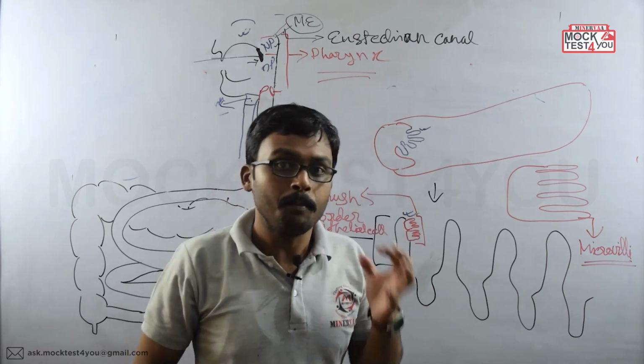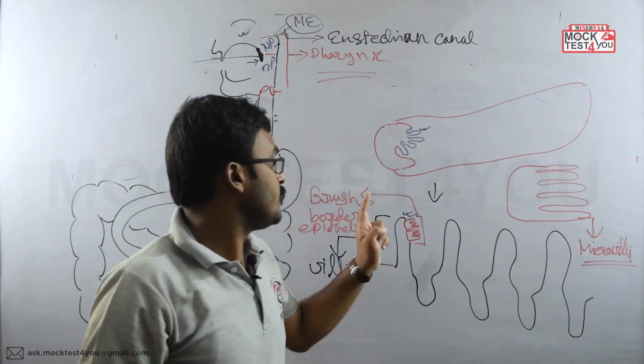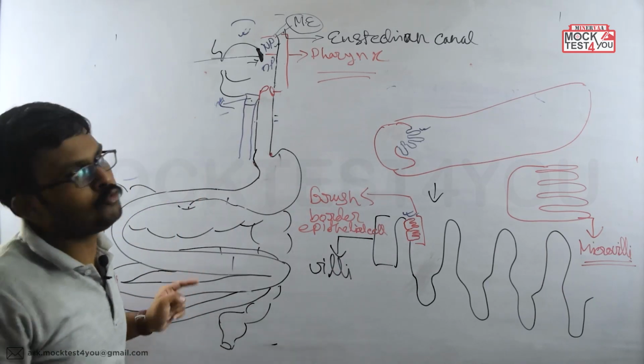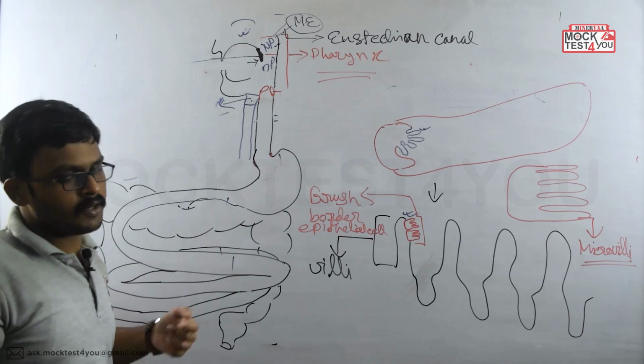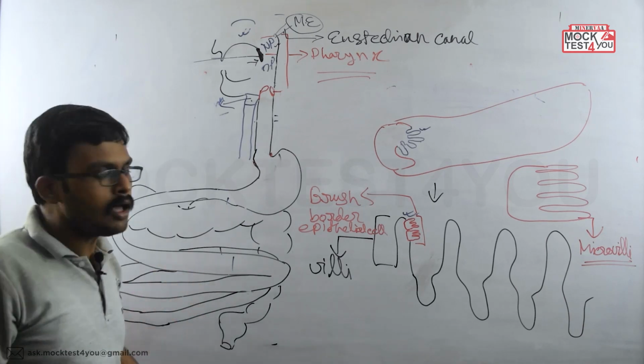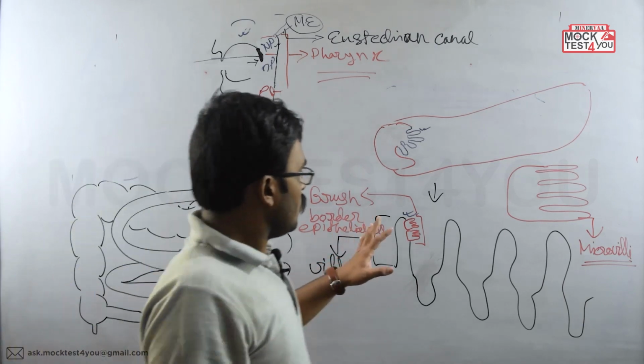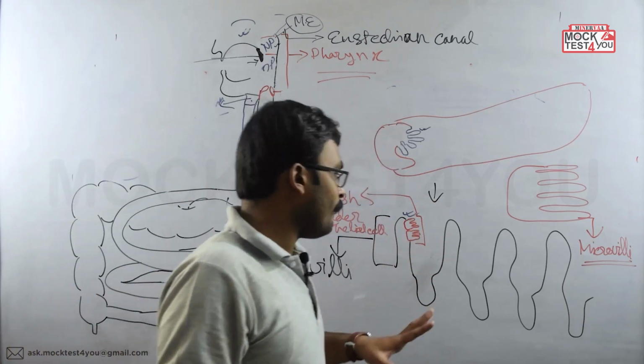Because more surface area is required over here for more absorption of digested food, okay. So the surface area is increasing over here in the small intestine region, okay, clear? So this is about the villi.